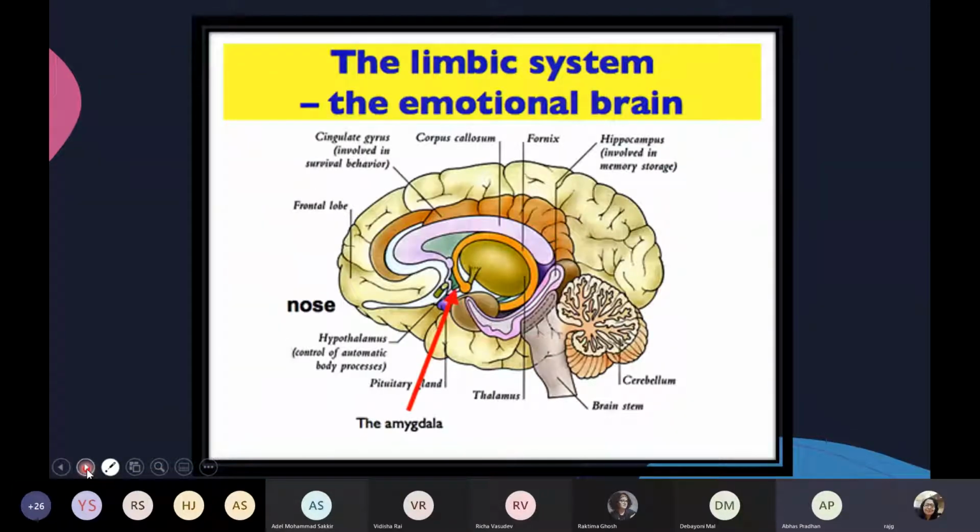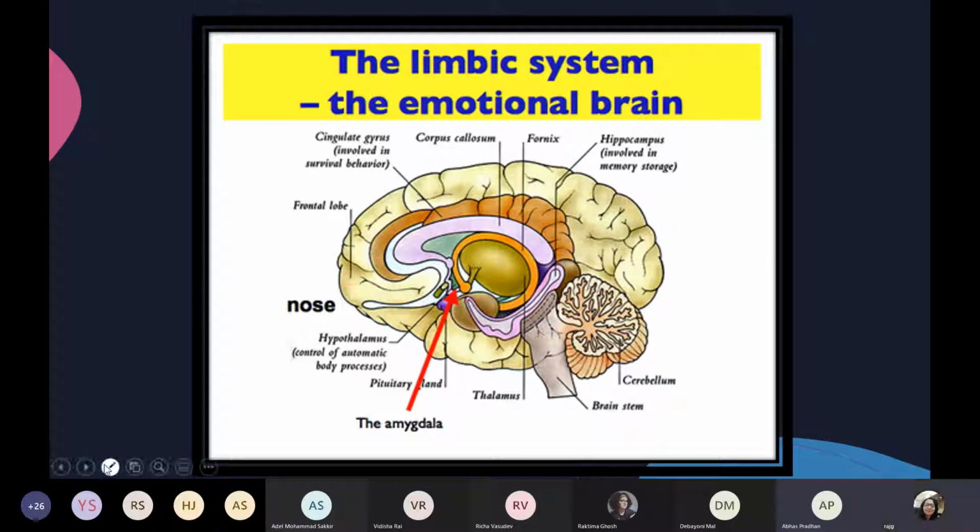I've already spoken about this, so I'll just explain a little about this system before going to the theories of emotions. So this is a slice of the brain. If you slice it into two halves, the right half and the left half, this is a slice from the center, and this is the cortex.